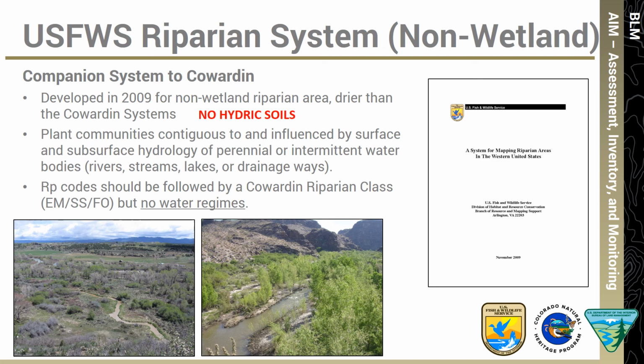Riparian codes within the Cowardin supplement start with RP and use the same class codes of emergent, scrub-shrub, and forested, but they do not include a water regime because they are drier than the Cowardin water regimes.